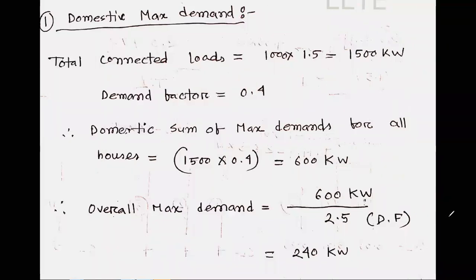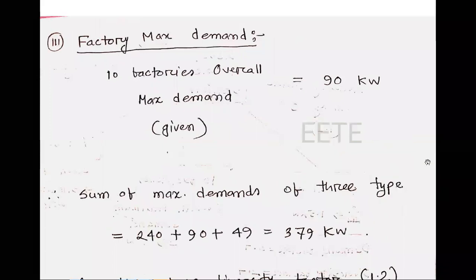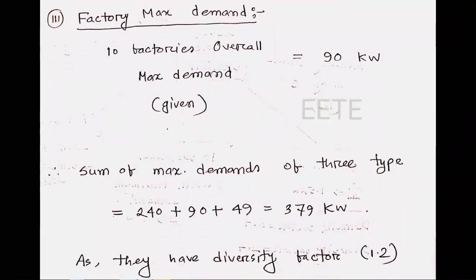Okay, let's go for the next. Now the factory maximum demand. The interesting thing is that for the factory, in the question, it is already given that all the factories' overall maximum demand is 90 kilowatts. So it does not require any calculation. It is already given.